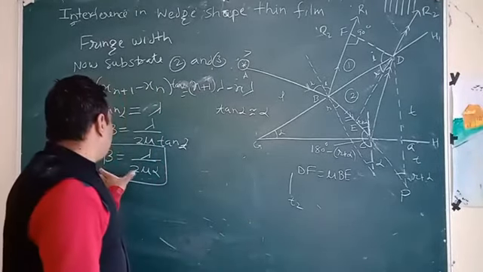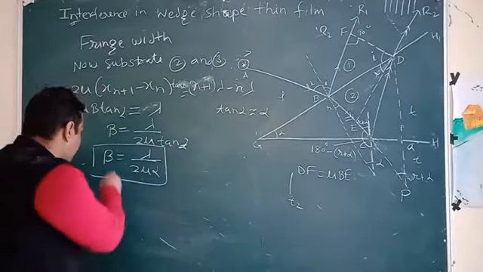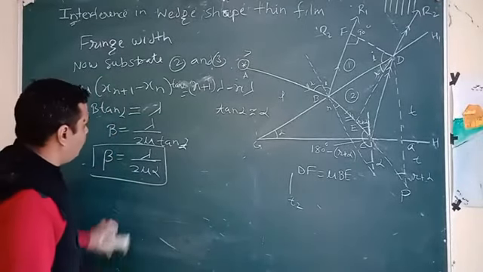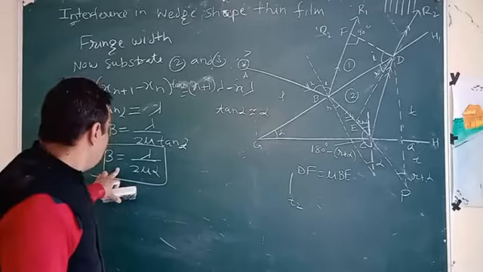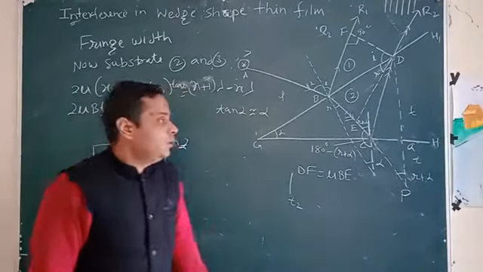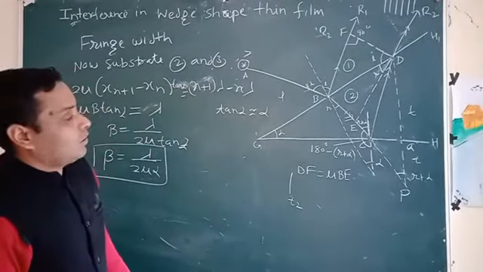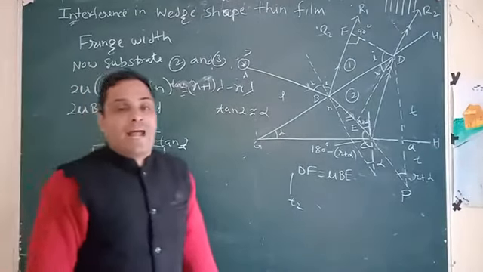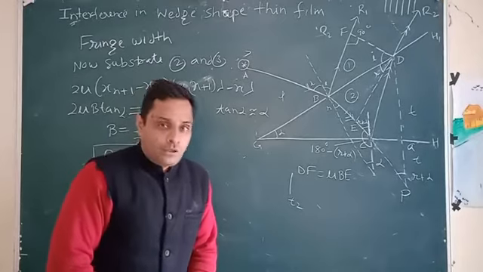Understand? This is very important from the point of view of your numericals, which you can solve with the help of this, where we are supposed to calculate the fringe width of two consecutive bright or dark fringes. Thank you very much.